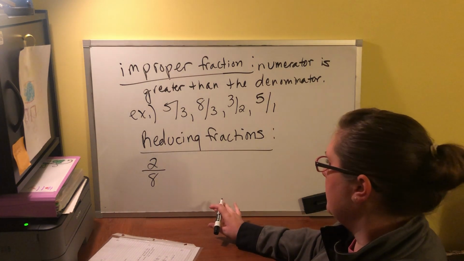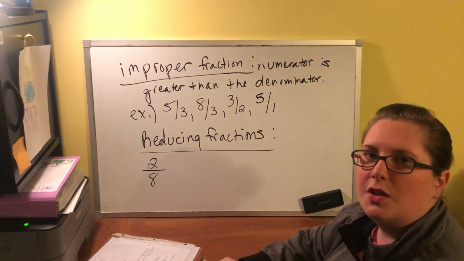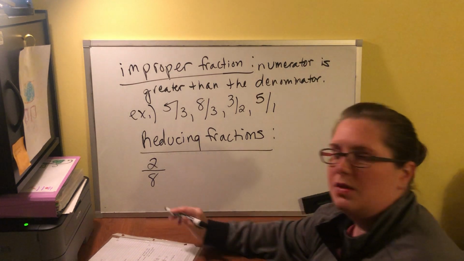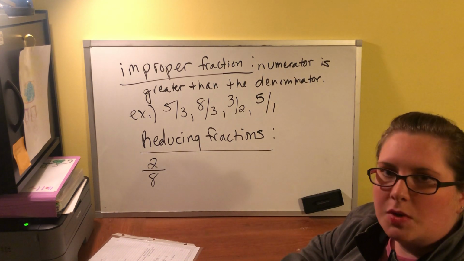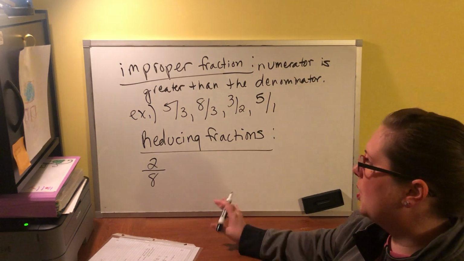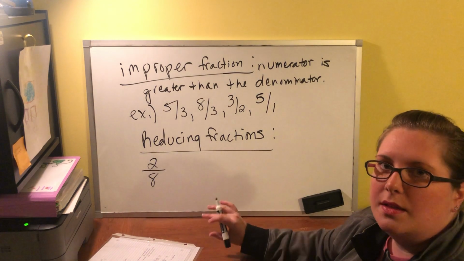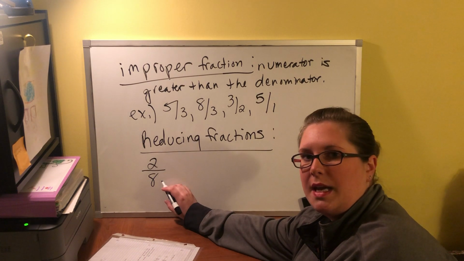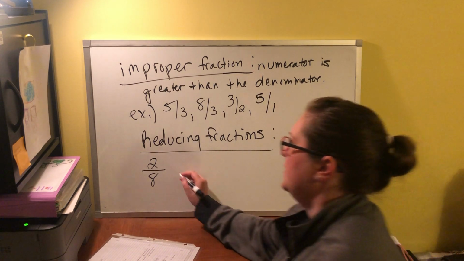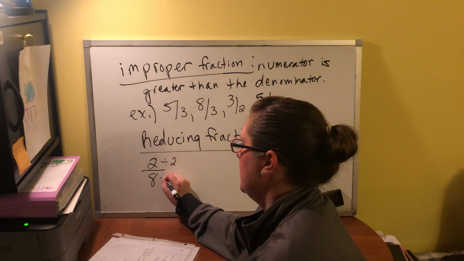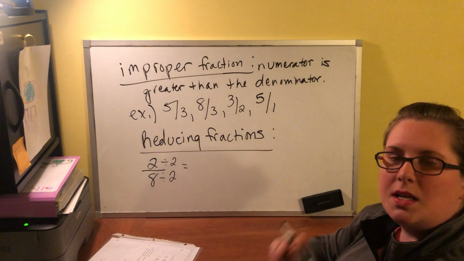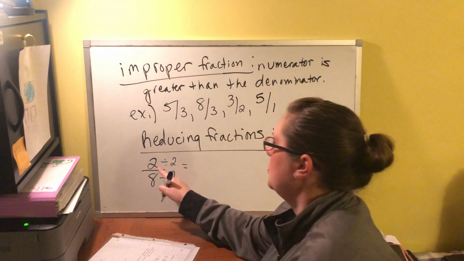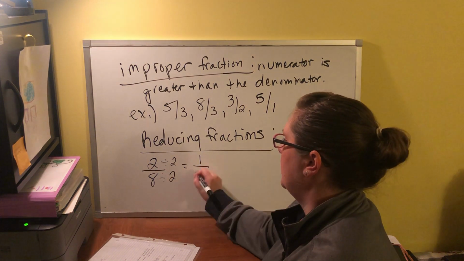So we have 2 over 8. Our goal is to see if there is a common factor that we can remove from 2 and 8. So basically, we want a common number that we can divide into both, okay? Into both the numerator and the denominator. So is there a number that's divisible into 2 and also divisible into 8? Yes, 2. Both are divisible by 2. And it has to be the same number, the same factor, okay, that we can divide out. So 2 divided by 2 is 1. 8 divided by 2 is 4.